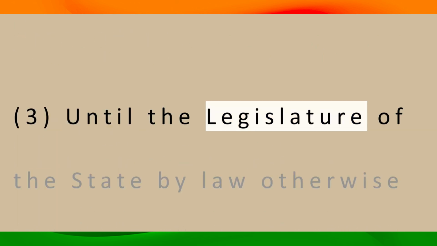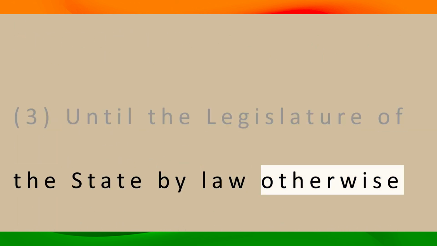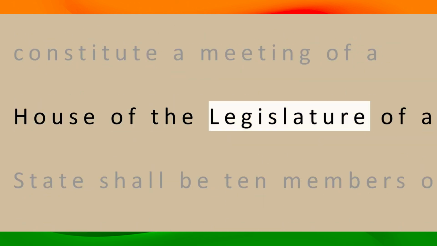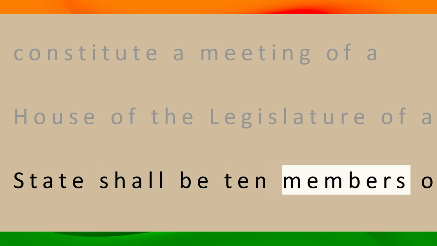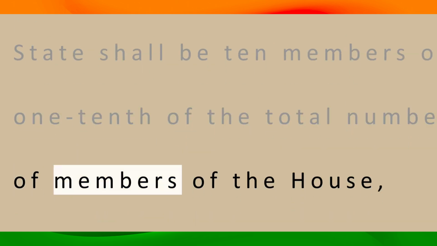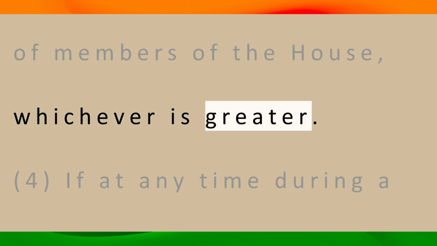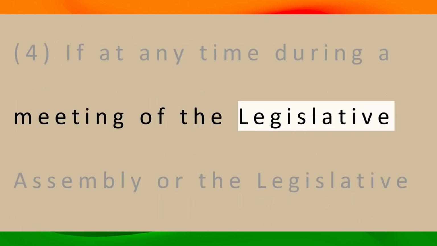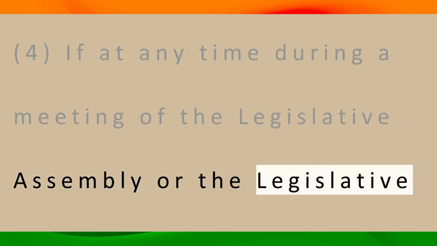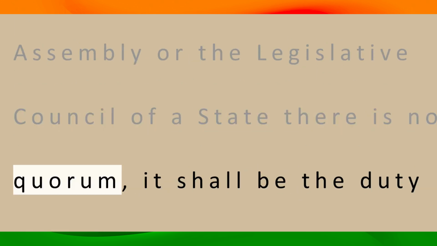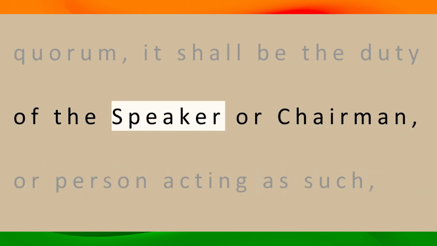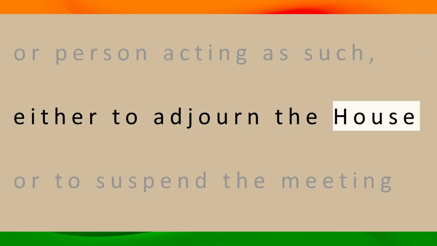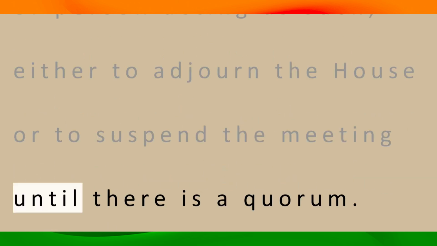3. Until the legislature of the state by law otherwise provides, the quorum to constitute a meeting of a House of the Legislature of a state shall be 10 members, or 1/10 of the total number of members of the House, whichever is greater. 4. If at any time during a meeting of the Legislative Assembly or the Legislative Council of a state there is no quorum, it shall be the duty of the Speaker or Chairman, or person acting as such, either to adjourn the House or to suspend the meeting until there is a quorum.